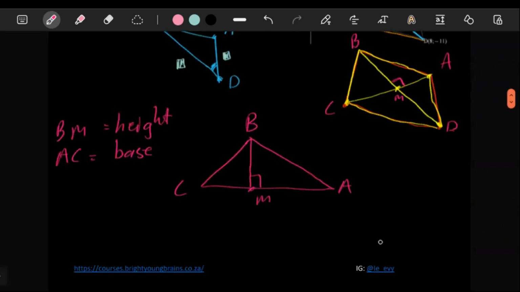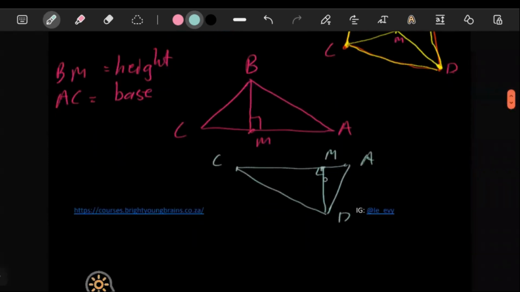For the bottom one, same idea. So at the bottom, you have C, you have A. So this is going to be the base. And then here, you have point D, and then obviously M. There's a 90-degree angle there. So here also, AC is the base. MD is the height. And then, base and height, you can just use half base times height.